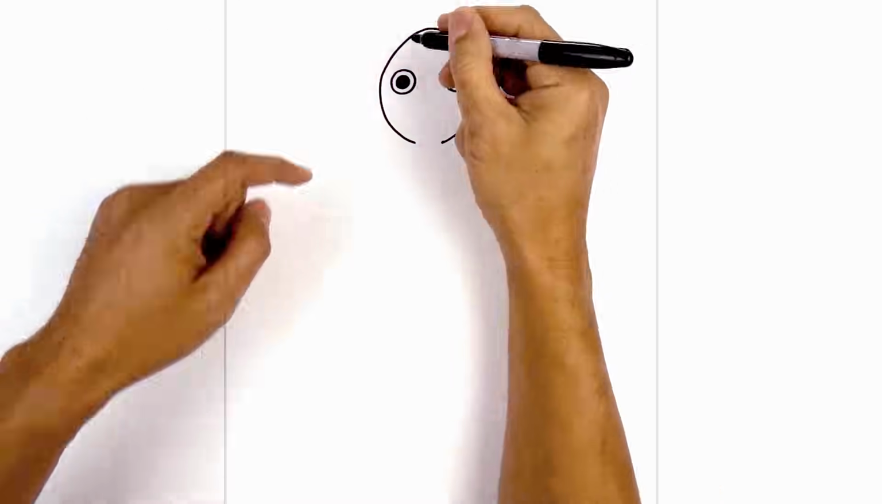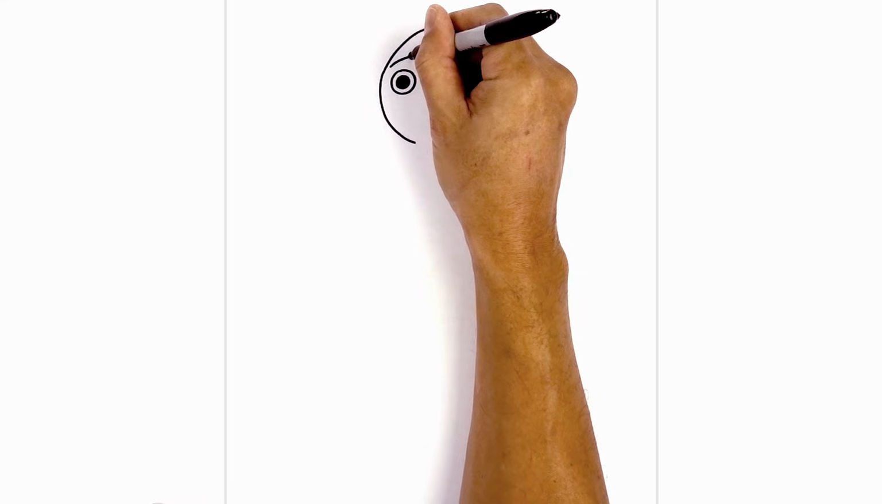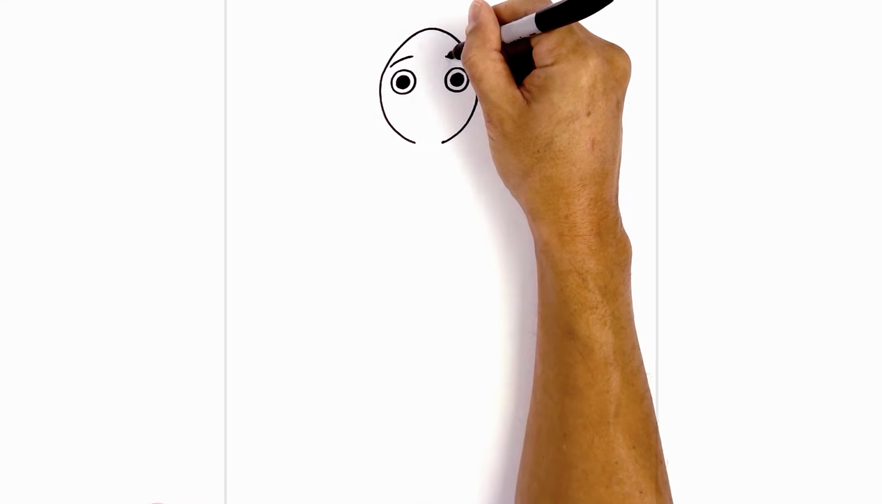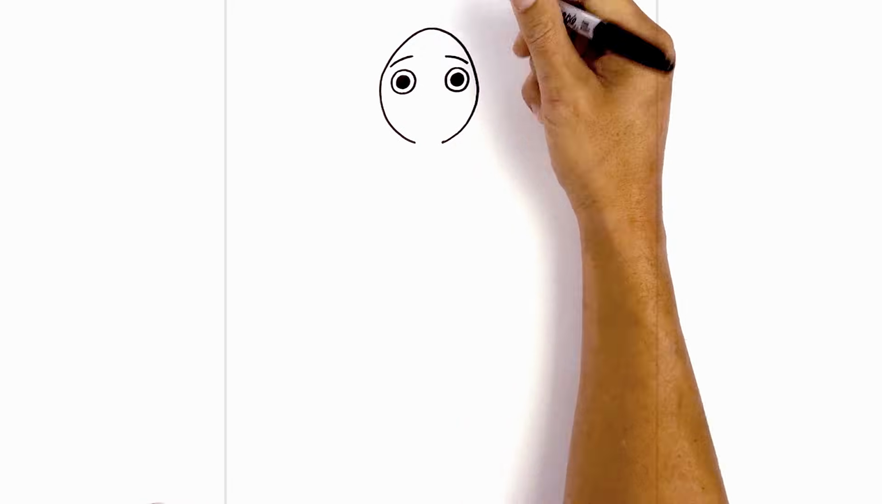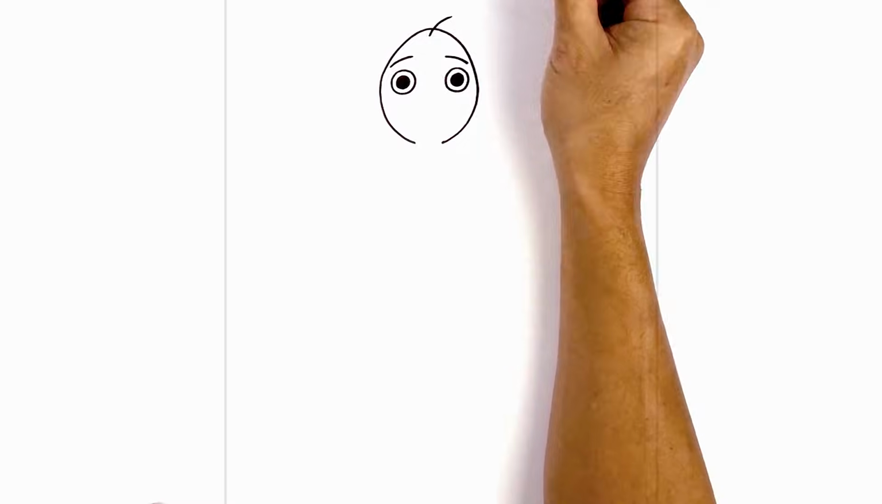Just above the eyes, we're going to add an eyebrow. So we're going to curve up and in. Starting from the outside, curve up and in. Do the same thing on the right, curving down. Now at the very top in the center, we're going to draw the hair, curving up and out towards the right.